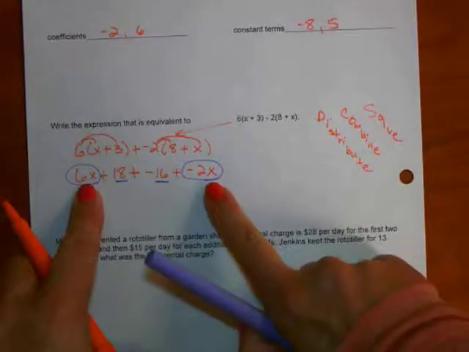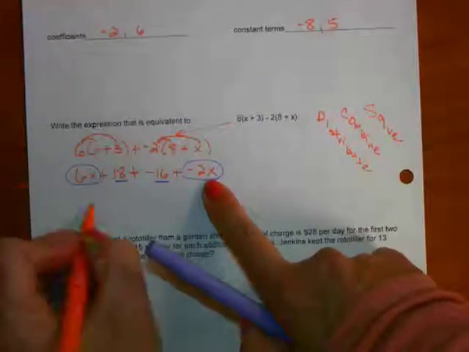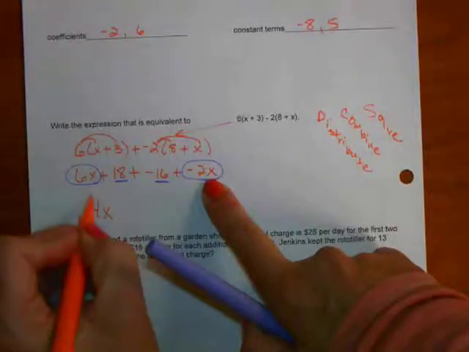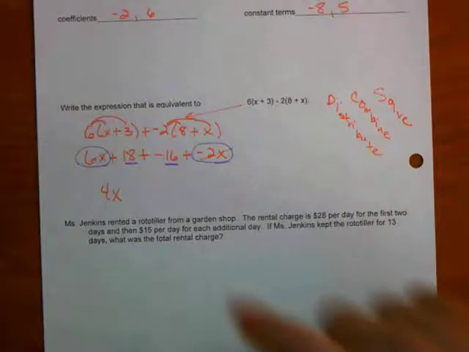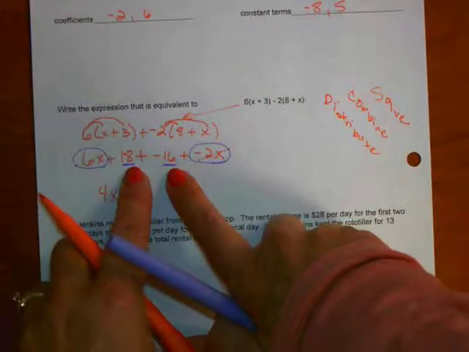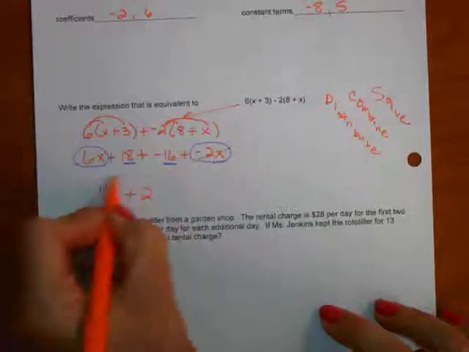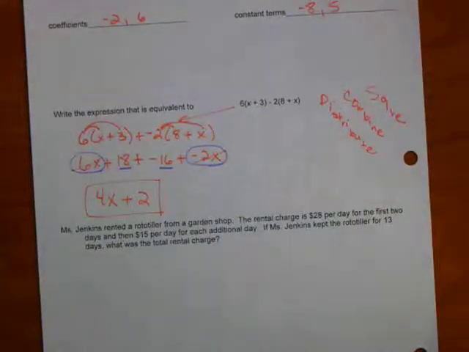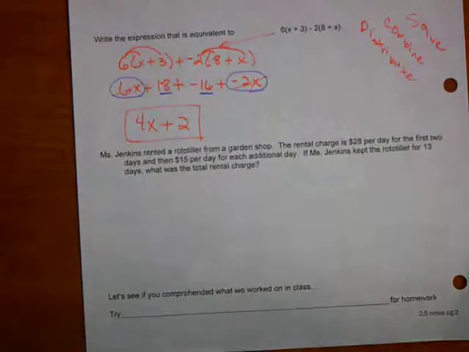So if I have 6 x's, I take away 2 x's, how many x's do I have left? 4x. So I took care of those two. I have 18, take away 16, what do I got left? 2. This is the most simplified that I can go. I cannot solve because I don't have a what? Equal sign. I keep saying that because people will try and solve for x. Can't do it. All right, last one.